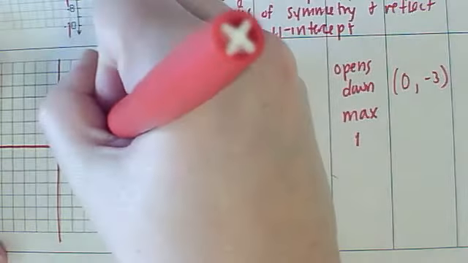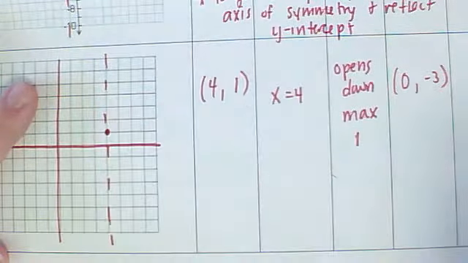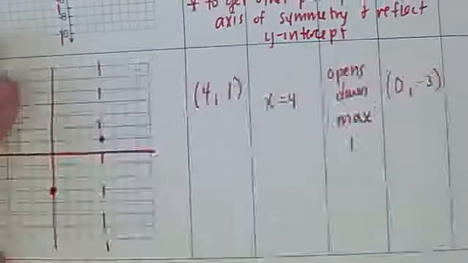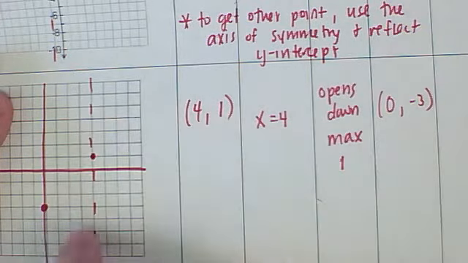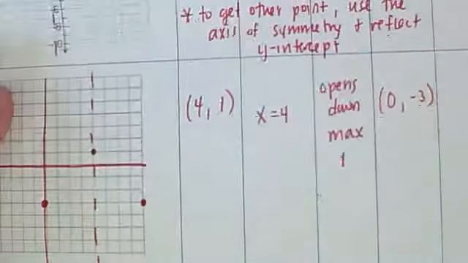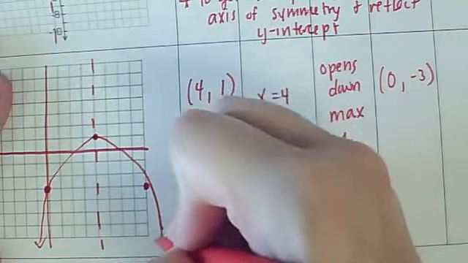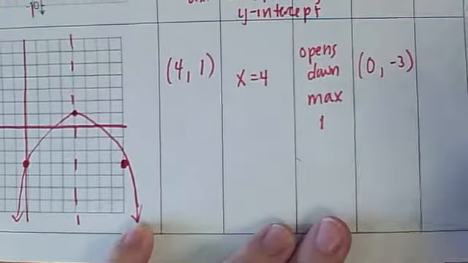So I know I have a vertex at (4, 1) with my axis of symmetry. I know I have y-intercept at (0, -3). And again, with this point, to get the other point, I'm going to use this axis of symmetry and reflect this across. So there's that. So now I can have the shape of my parabola.